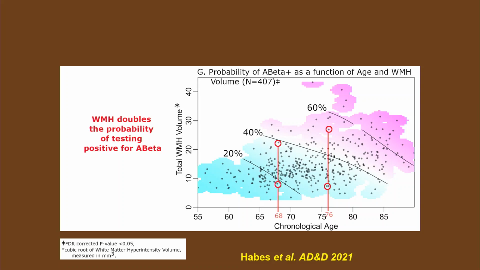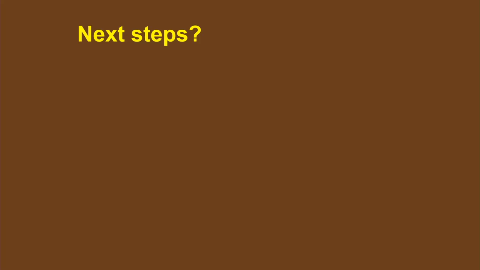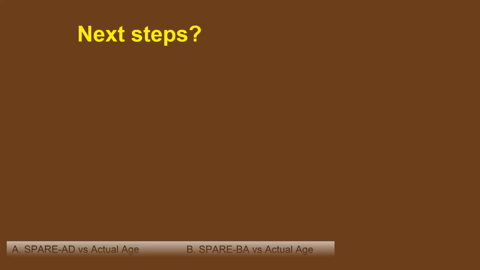Someone who is 68 years old would have a probability of A-beta positivity of up to 20%. If we add white matter hyperintensities to that brain, then we get up to 40% probability of testing A-beta positive. So yeah, that was a very strong relationship. Now, what are the next steps?